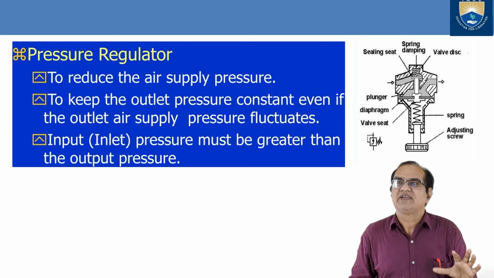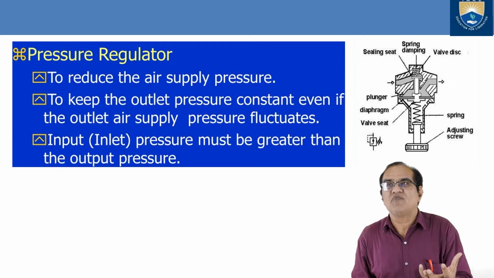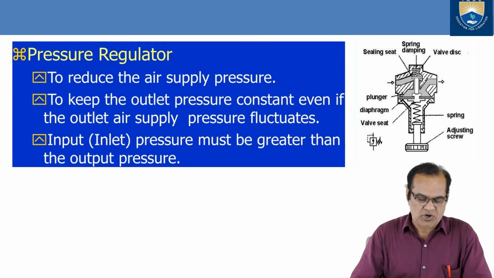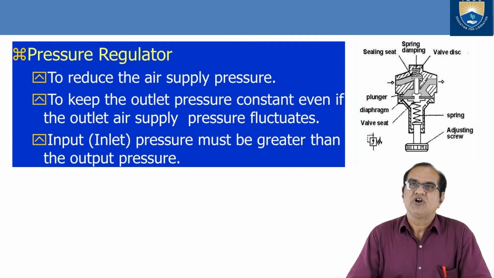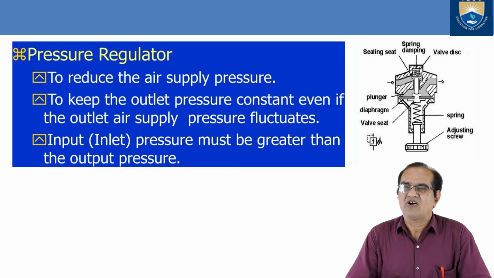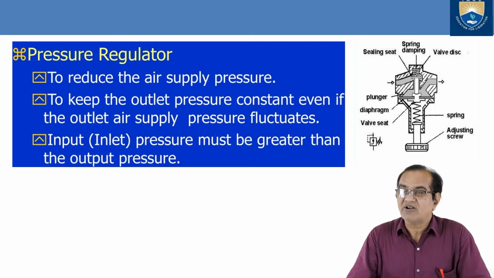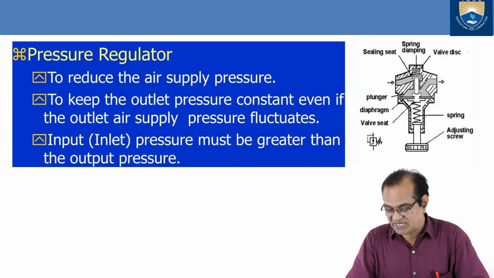It will regulate how much the system wants; that much pressure it will be adjusted. So, to reduce the air supply pressure, and to keep the outlet pressure constant even if the inlet air supply pressure fluctuates. Another function of this valve: if there is fluctuation of the pressure, this valve should make sure that the outlet pressure is constant. Inlet pressure must be greater than the outlet pressure. If inlet pressure is not more than the outlet pressure, it cannot maintain.